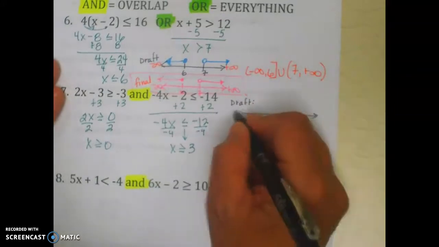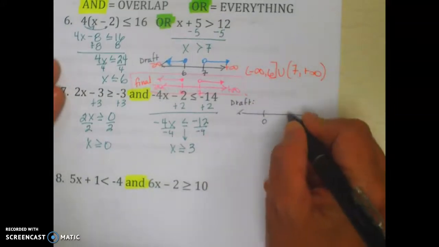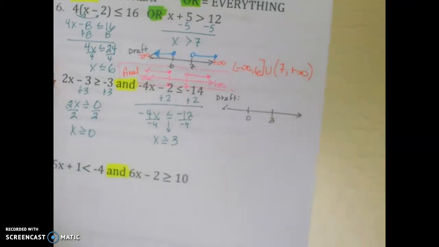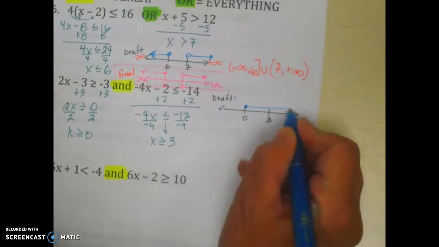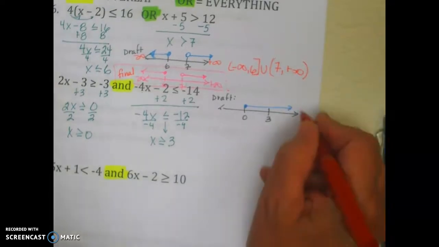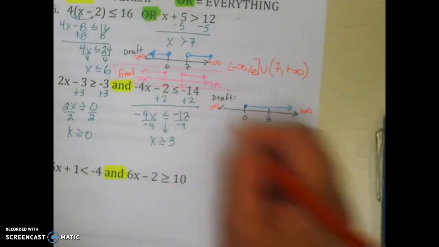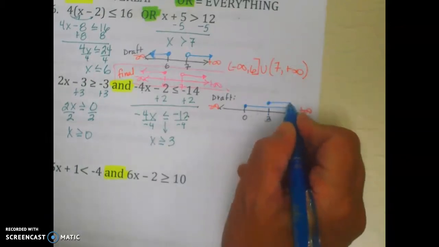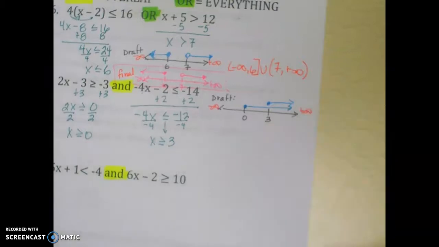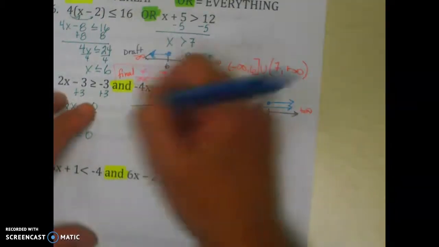That's where I put both of them on here. So I have 0, and I have 3. The 0 is greater than or equal to, so it's a closed circle going all the way out to positive infinity. The 3 is a closed circle going all the way out to positive infinity. And means overlap.